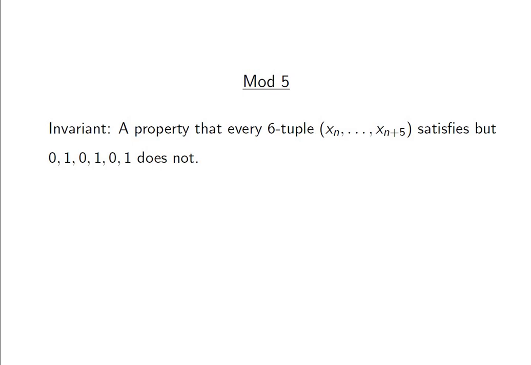But let's try to use the idea of an invariant. So what is an invariant? An invariant is a property that every 6-tuple satisfies, but the subsequence 010101 does not satisfy that property. So in other words, what I'm trying to do is find some property that every 6 consecutive terms of this sequence satisfy, but the sequence that they gave us does not satisfy.